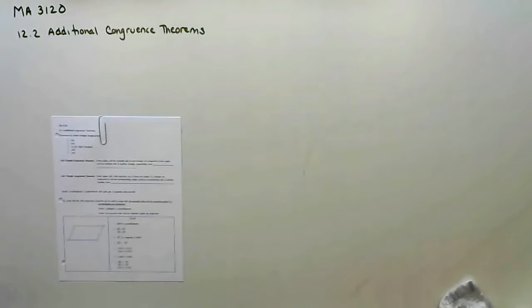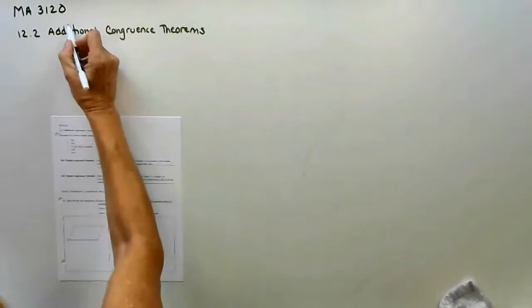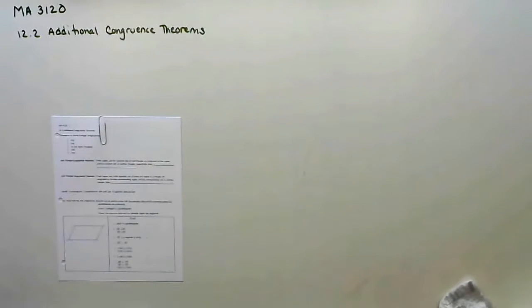Okay, as we continue with congruence theorems, in section 12.1, we looked at a couple of constructions, and we just started those constructions of an angle bisector, copying an angle, copying a segment, and a segment bisector or perpendicular bisector. We also talked about some congruence theorems, how to show triangles are congruent.